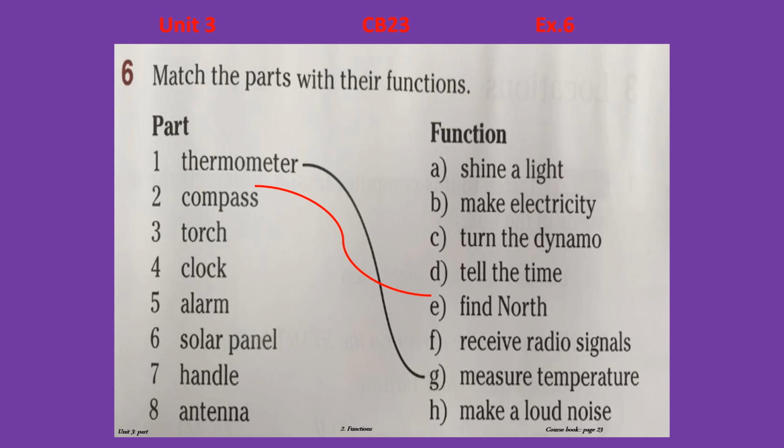Okay, I assume now you're back after doing the exercise. Now let's check the answers together. Number 3, very good, is A, the torch. The function of the torch is to shine a light. طلع ضوء. Clock, of course, this is very easy.